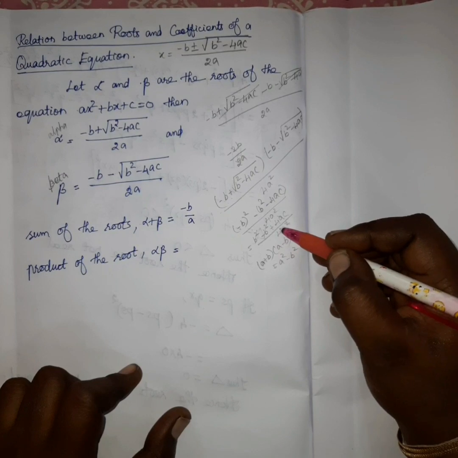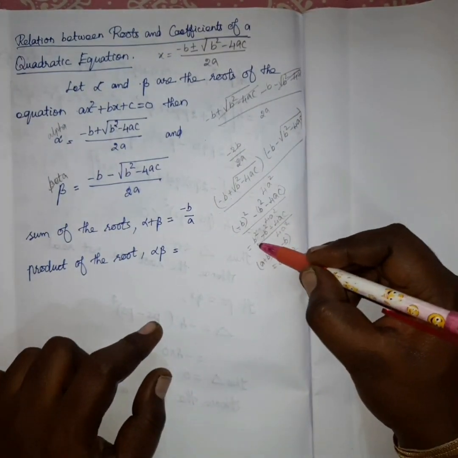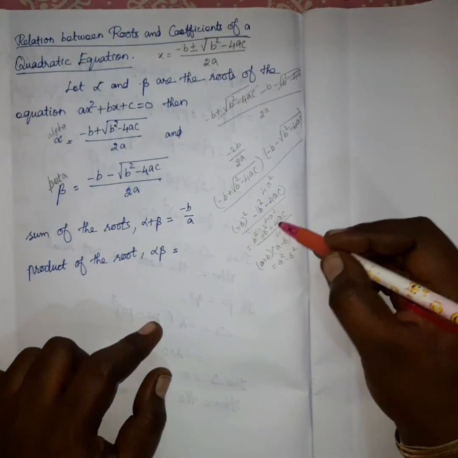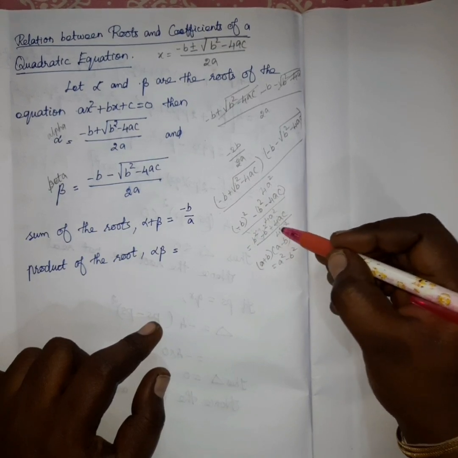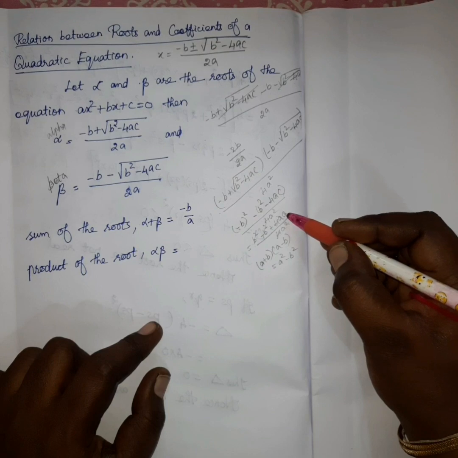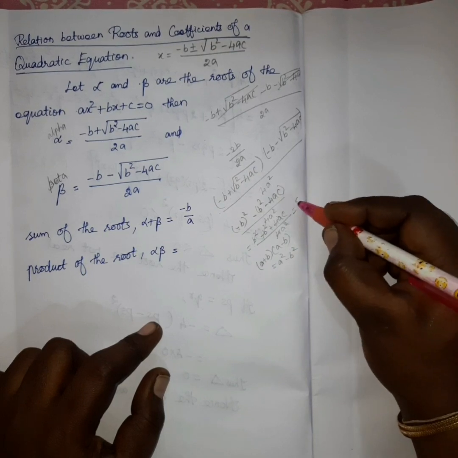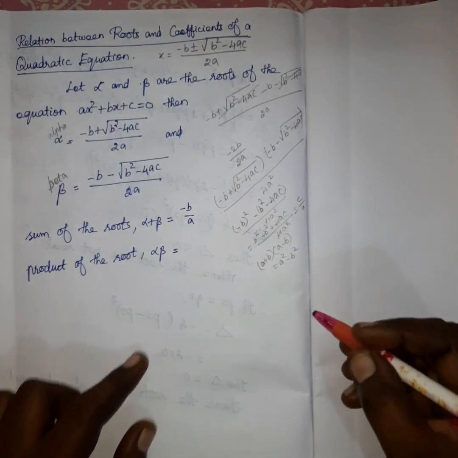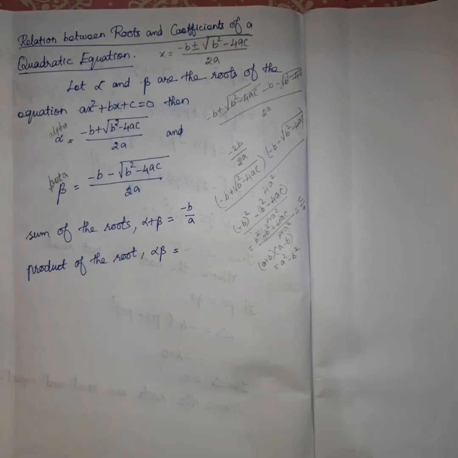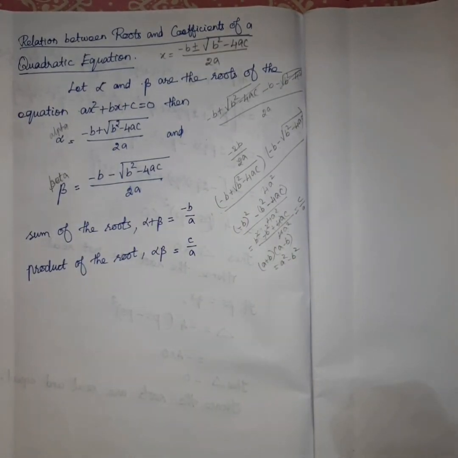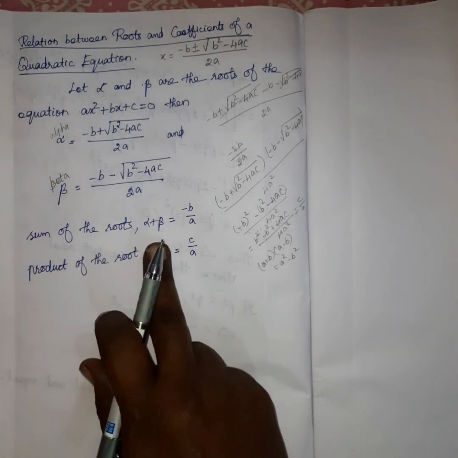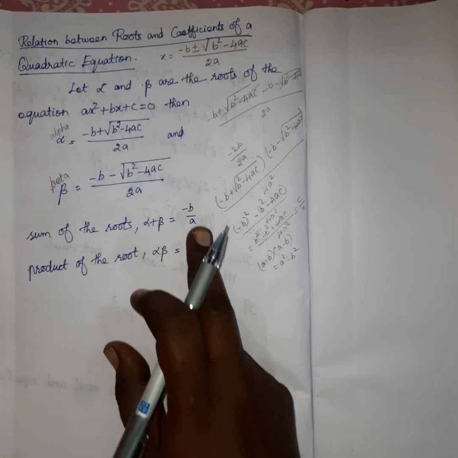After cancelling b square and minus b square, you will get only a single term in the numerator, 4ac. So with that you can cancel the 4 also, and a and a cancel. So you will get c by a in the product. You can write the product as c by a. Are all clear? So the sum of the roots, alpha plus beta, is minus b by a.